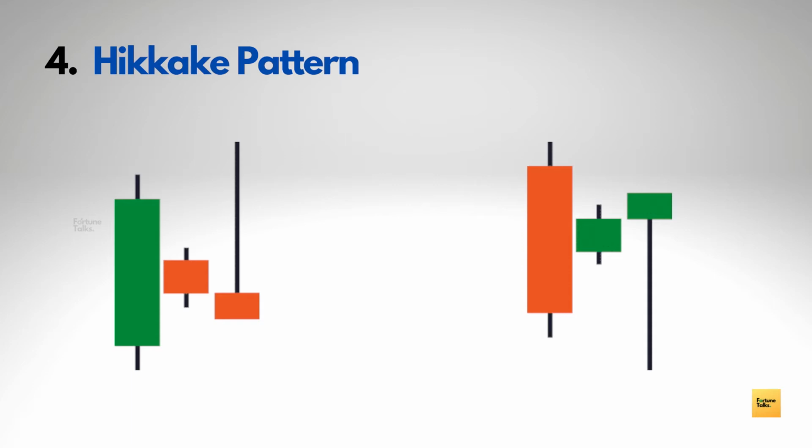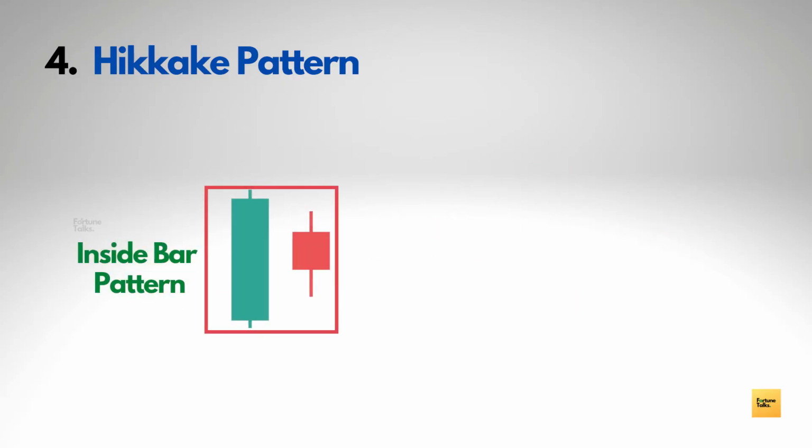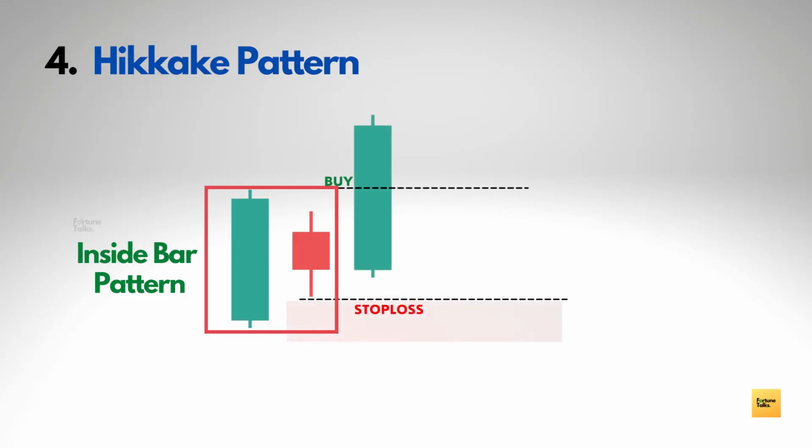This is actually a must-know pattern for all traders because this pattern helps you identify a false breakout from the inside bar pattern. Imagine this situation. You identified an inside bar and you are hoping that the market will go higher, or simply you have a bullish outlook. So you go long when the price breaks above the highs of the inside bar.